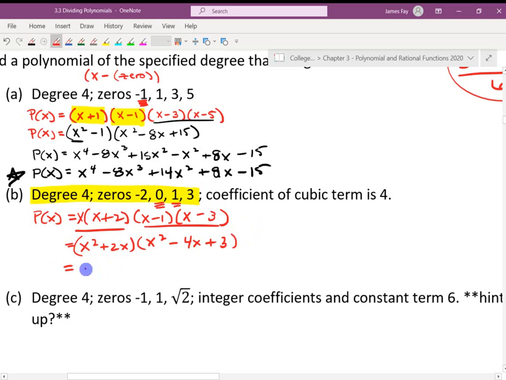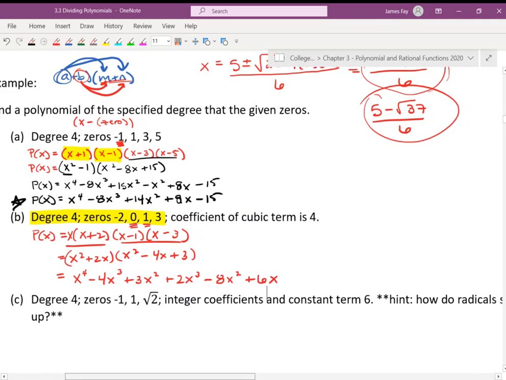So X squared times X squared is X to the fourth. X squared times negative 4X is negative 4X cubed. X squared times 3 is 3X squared. 2X times X squared is 2X cubed. 2X times negative 4X is negative 8X squared. And then 2X times 3 is 6X. And there should be some like terms we can combine there, right?